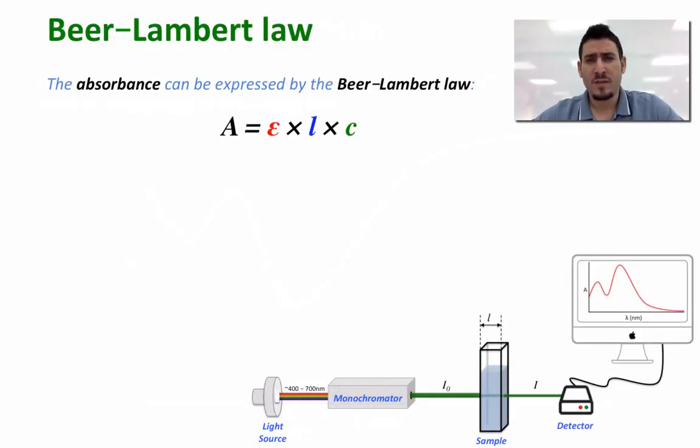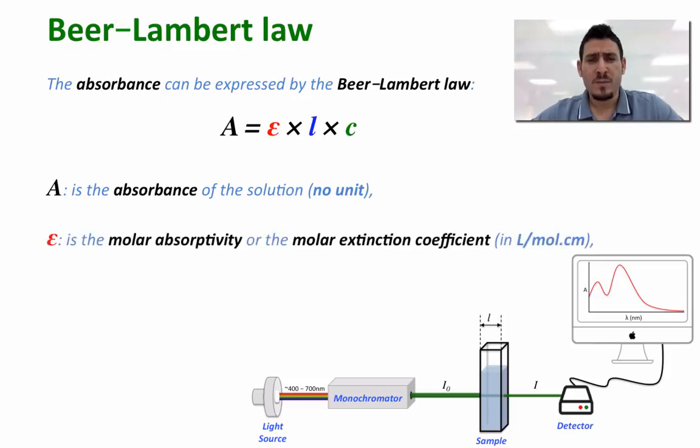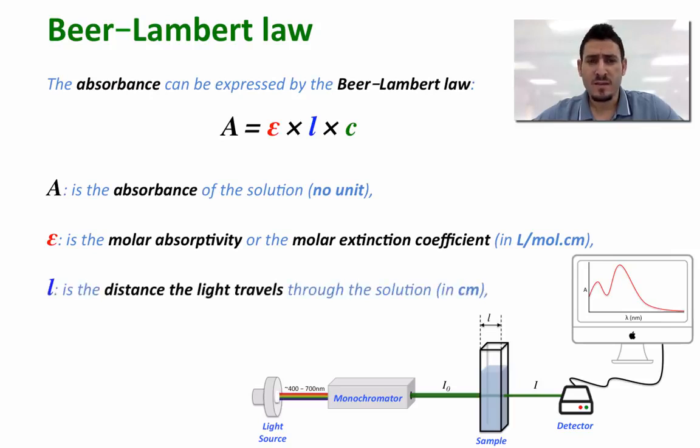Now, let's define the Beer-Lambert's law. The absorbance can be expressed by Beer-Lambert's law as follows. A equals epsilon multiplied by L multiplied by C, where A is the absorbance of the solution, and there's no unit for A. Epsilon is the molar absorptivity or the molar extinction coefficient, and it's measured in liter per mole centimeter. L is the distance the light travels through the solution and is measured in centimeters, and C is the concentration of the absorbing species and it's measured in mole per liter.